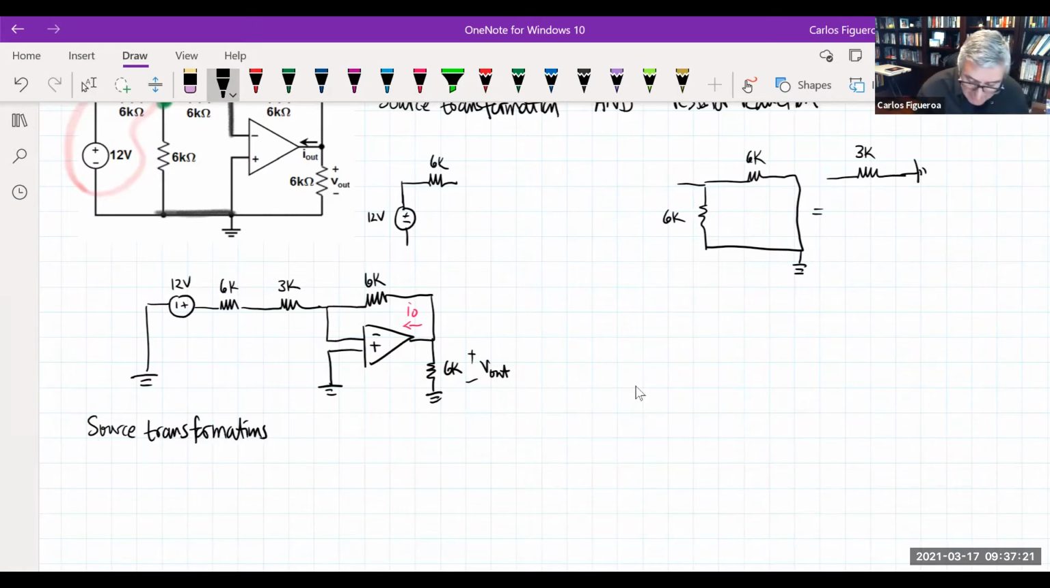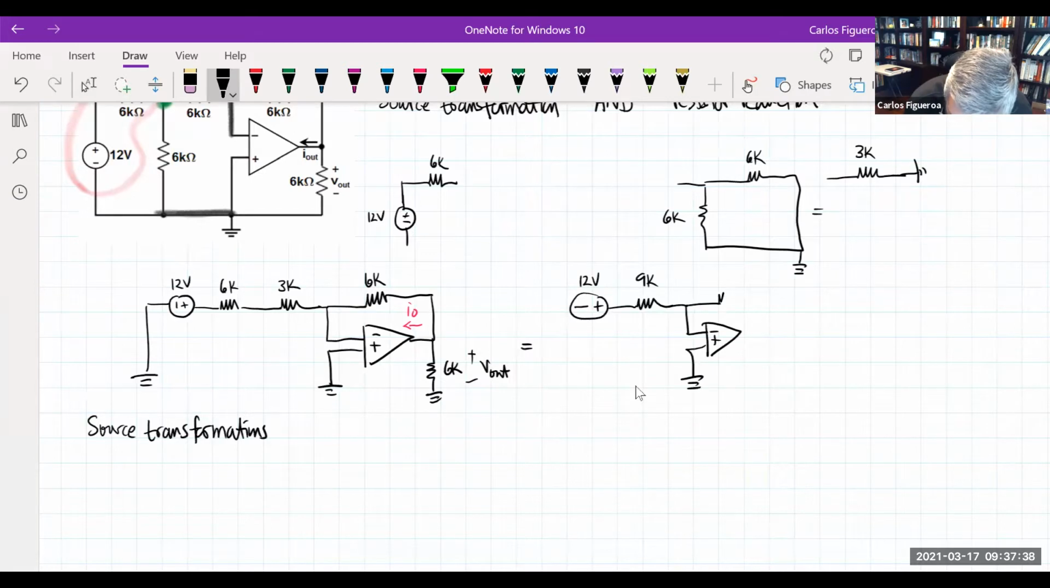And would I get the same thing? So if you look at the circuit in the end, what's it going to look like? It's going to look like this here, which is 12 volts. Then I'm going to get a 9K. Then I get my op amp, and it looks like this here. So that's what that circuit looks like right there.